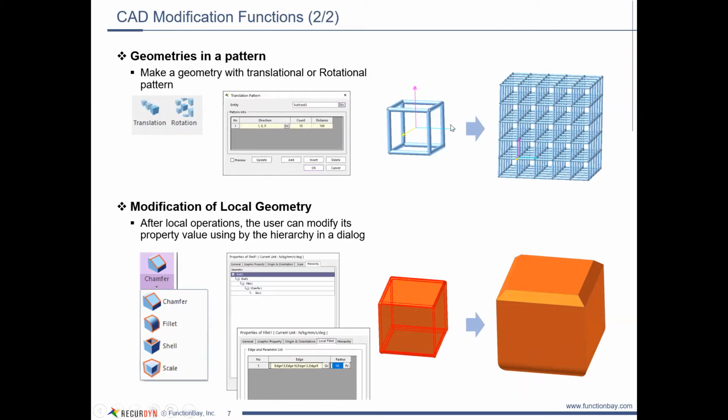And then, with this pattern geometry, each one is an independent solid, so they can be edited separately later on, if you like. Next one is modification of local geometry.